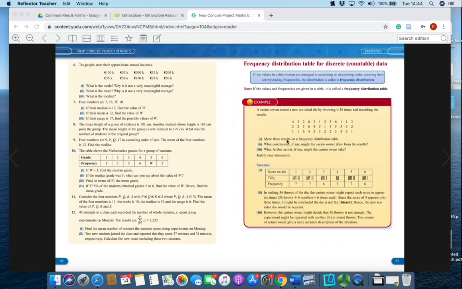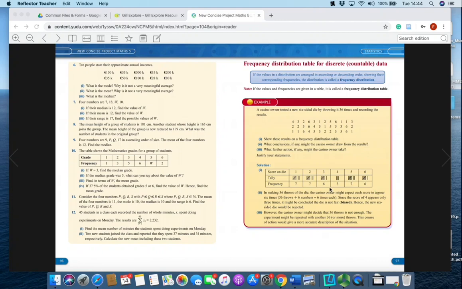So the first part said, show these results on a frequency distribution table. That's what you have here. What conclusions, if any, might the casino owner draw from the results? What further action, if any, might the casino owner take? So when they're looking for conclusions, they're looking for whether it's a fair die. So do you think that's a fair die?